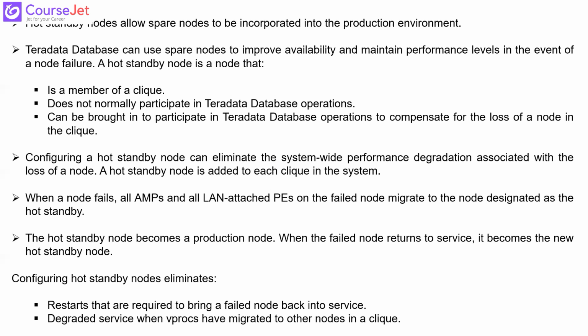A hot standby node is added to each clique in the system. Depending on the number of cliques you have in your environment, each clique will have a standby, as I said earlier. So when a node fails, all the AMPs and the LAN attached PEs on the failed node will migrate to the hot standby. This hot standby eliminates the need for the restart that is required to bring back the failed node, and avoids degraded service when the vprocs have migrated to other nodes. Basically, it's like a hot swappable node where users or business won't feel any degradation even when a node goes down.